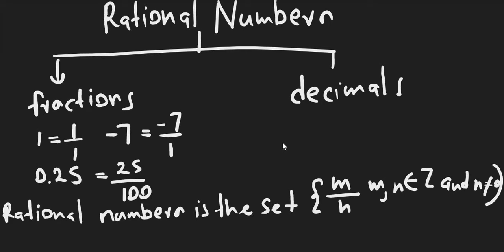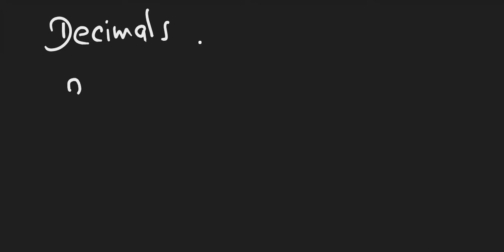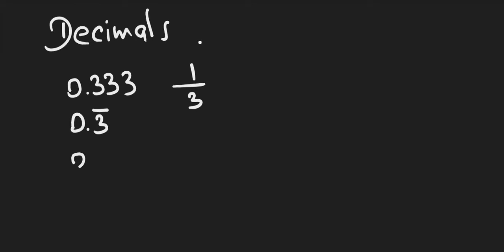Now let's look at decimals and see why they are called rational numbers. Decimals such as 0.3 recurring is a continuing decimal or recurring decimal. This can be expressed as 0.3 with a little dash over 3, and it is a rational number because you can express this as a fraction. 0.666 can be written as 0.6 with a little dash over it, and it can be expressed as 2 over 3. Now all these decimals are rational numbers because they are terminating or recurring decimals.